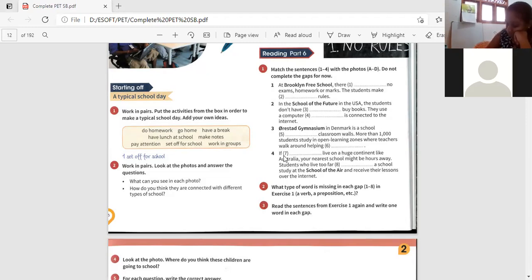If you live on a huge continent like Australia, your nearest school might be hours away. Students who live too far from a school. Noted it down?